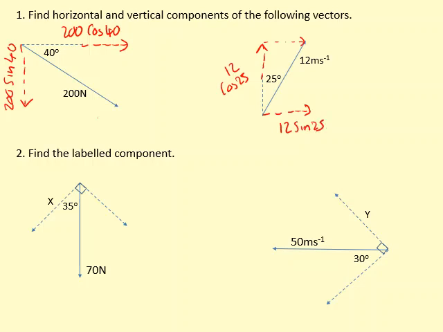Here, if I'm trying to find x, again, I don't need to think about it, it's the one that's right next to the angle, so it's going to be cos. So 70 cos 35. Of course, you can type this into a calculator and work it out, but I'm skipping that step. Here I'm interested in y, but y and this part here are the same. In this case it's the opposite part, so that's sine. So 50 sine 30.